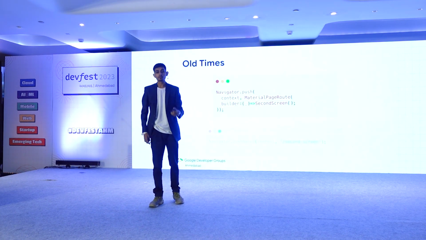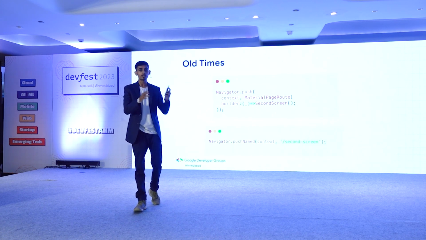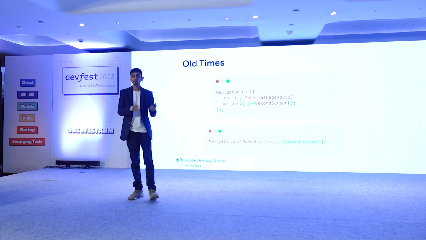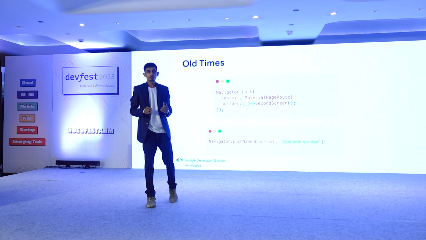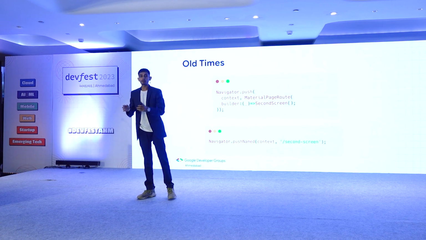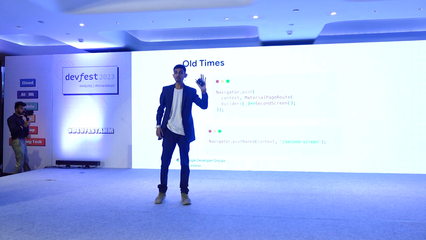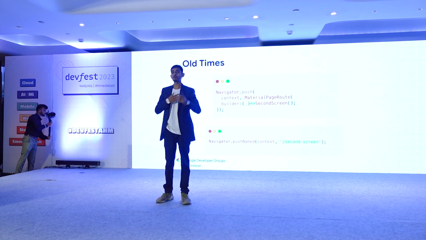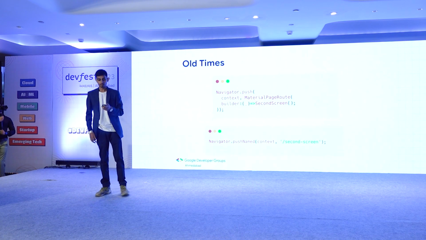In the old times, we used to do navigation like this. Navigator.push, context, MaterialPageRoute, and so forth. And at last, we are defining our screen. So what do you want to do? Just navigate to the second screen. But we are providing each and every single instruction over there. Any GetX developer here? Okay, sorry folks. By the way, you can utilize this in GetX too. I'll show you how.